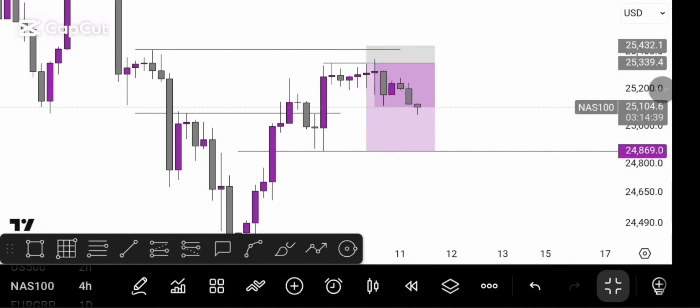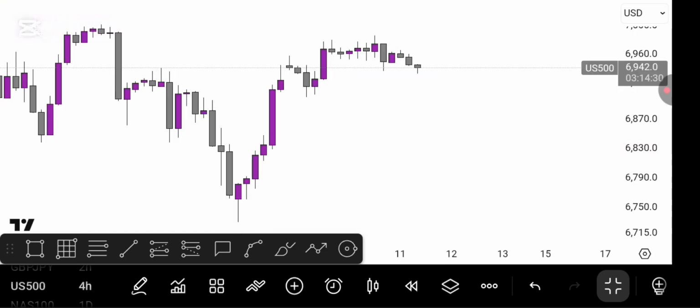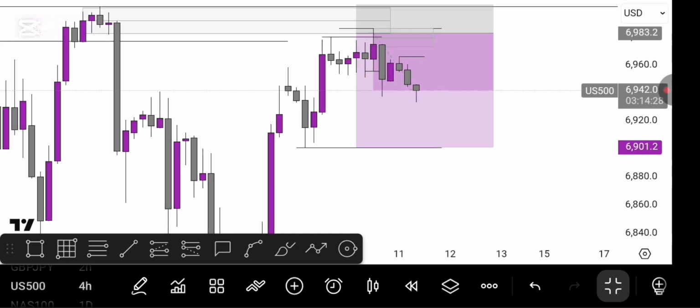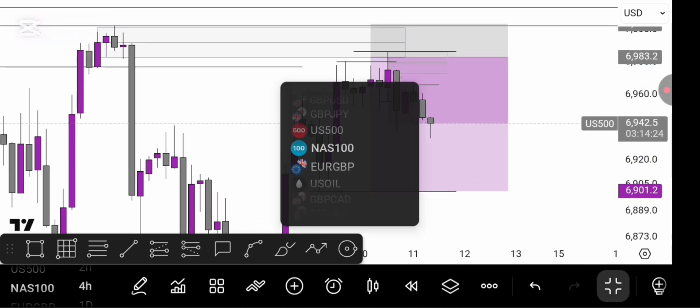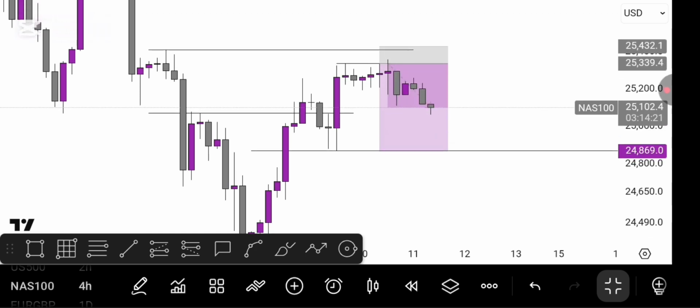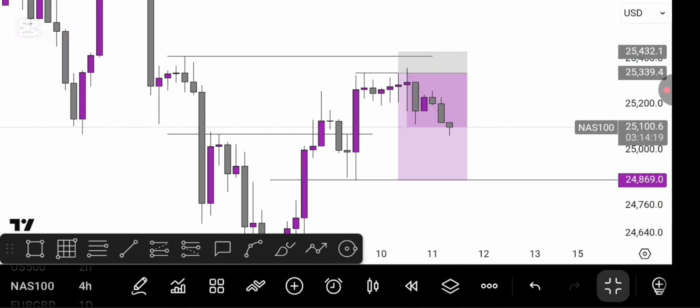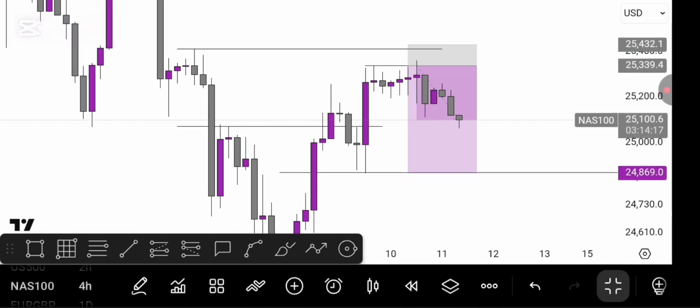Hi guys. So I promised I will do a trade breakdown on how I got in on this trade: NAS 100 and also US 500, that is running beautifully. US 500 is running about 1 to 4, while that of NAS is running about 1 to 5 RR. So I'm going to do a trade breakdown on how I got in on this trade very quickly.